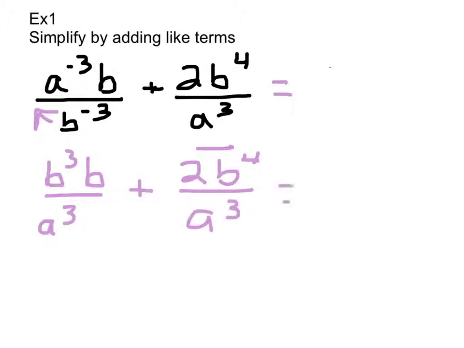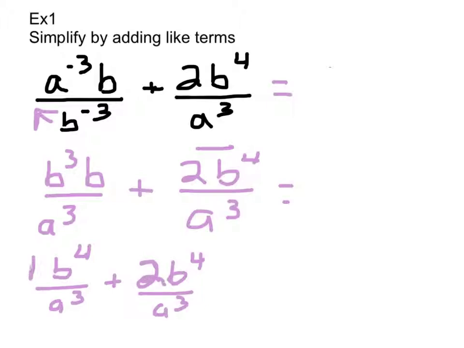Now over on the right hand side, do I have any negative exponents? No, so I'm just going to leave it as 2b to the fourth over a cubed. Now what you're beginning to see is I really have like terms here because both of these are over a cubed. Now I'm going to simplify the top left one. b cubed times b to the first is b to the fourth over a cubed, plus my 2b to the fourth over a cubed. And now you're starting to see that I have the same combination of letters, which means that these really are like terms.